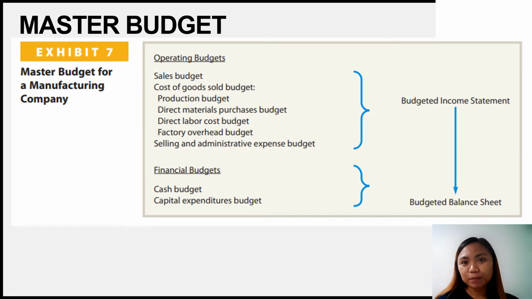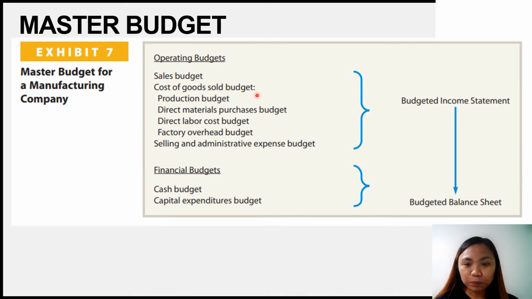So this is a master budget for a manufacturing company. So it is composed of the operating budgets and the financial budgets. So as shown in this exhibit, the master budget begins with the preparation of the operating budgets, and these operating budgets will form the budgeted income statement, while the financial budgets provide information for the budgeted balance sheet.